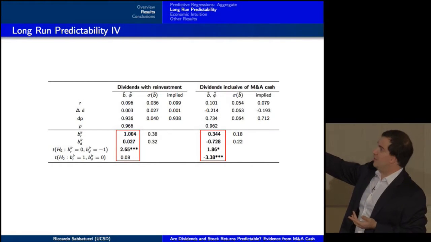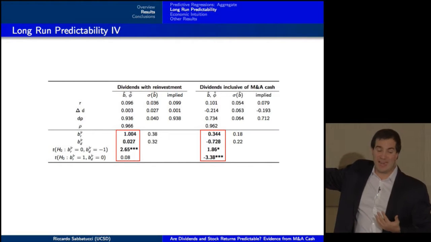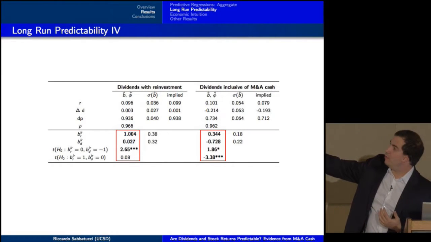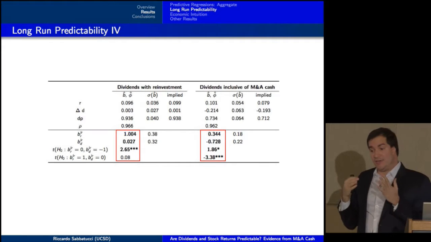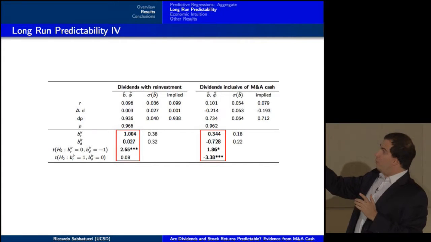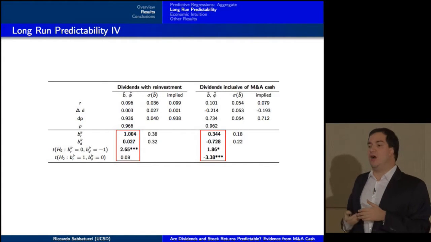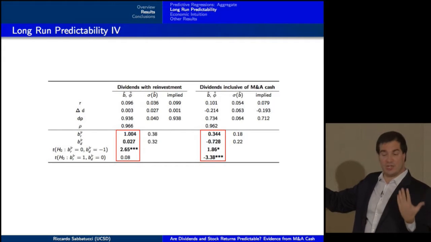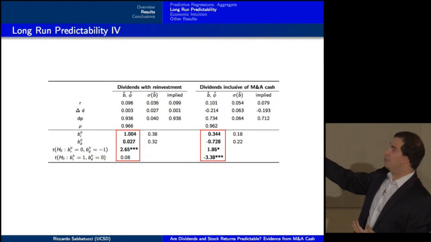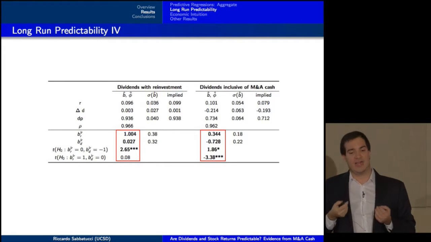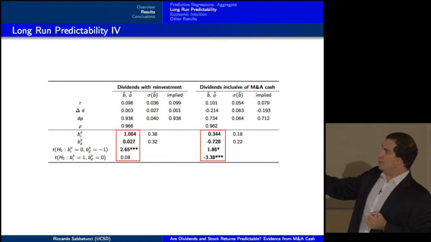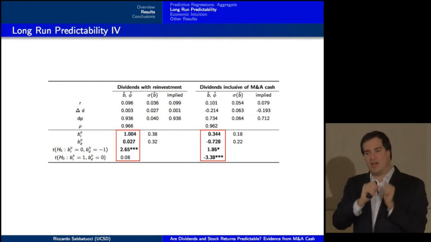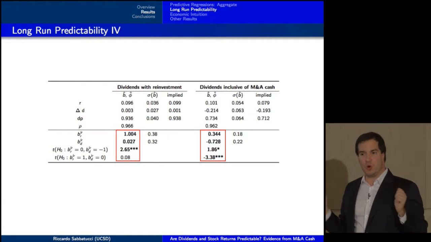We see that 30% of the variation in the dividend price ratio comes from changes in discount rates. So discount rates are still important, but cash flow news is also important now, and 70% of the variation in the dividend price ratio can be attributed to changes in cash flows. When we look at the null hypothesis, we see that both are rejected, which means it's not just discount rates, it's not just cash flow news, but it's both that really matter.